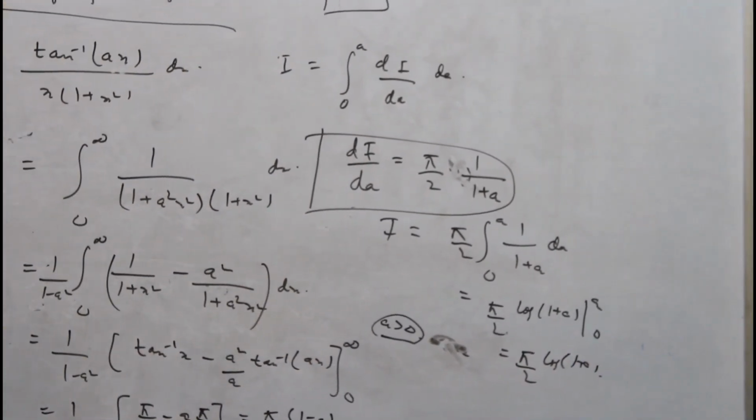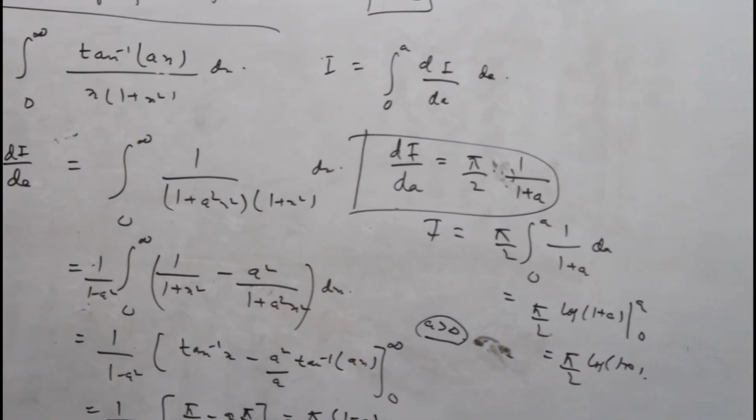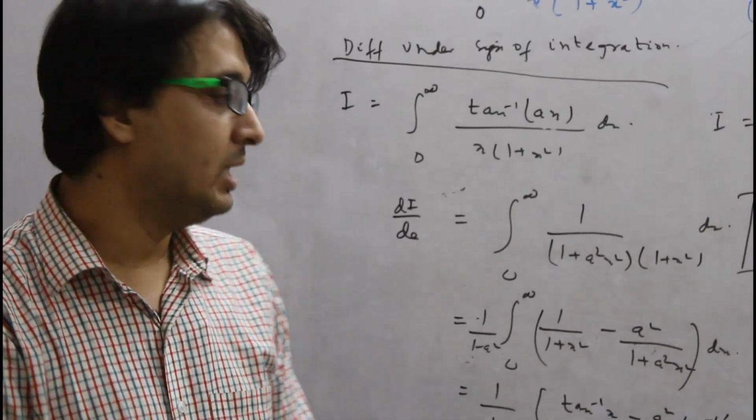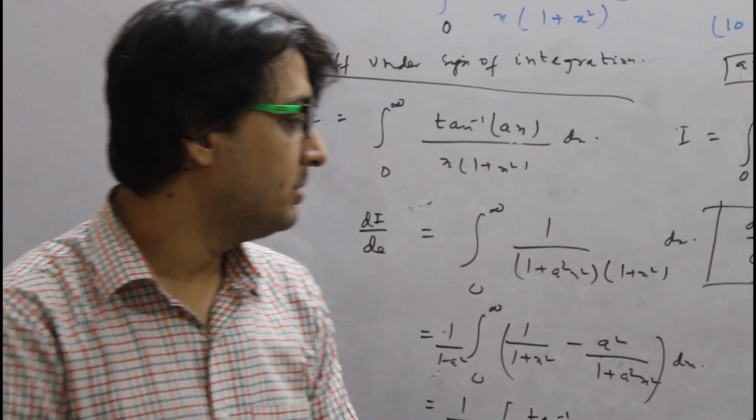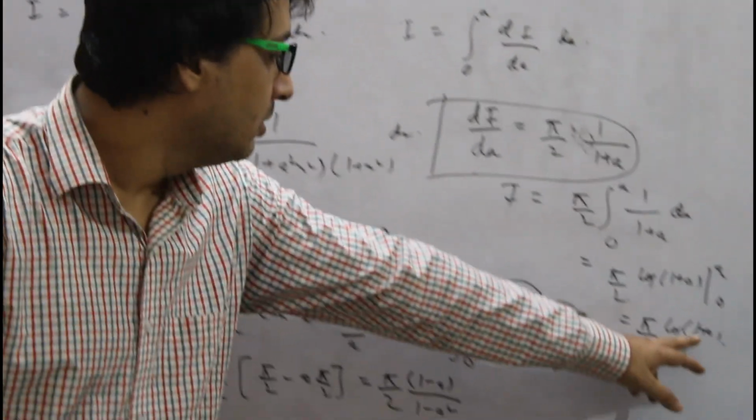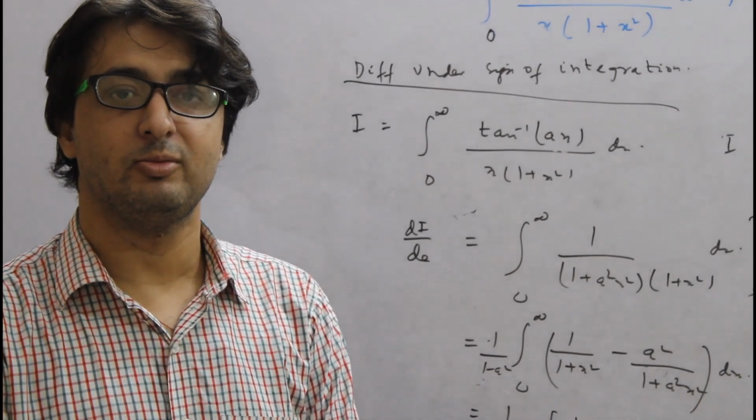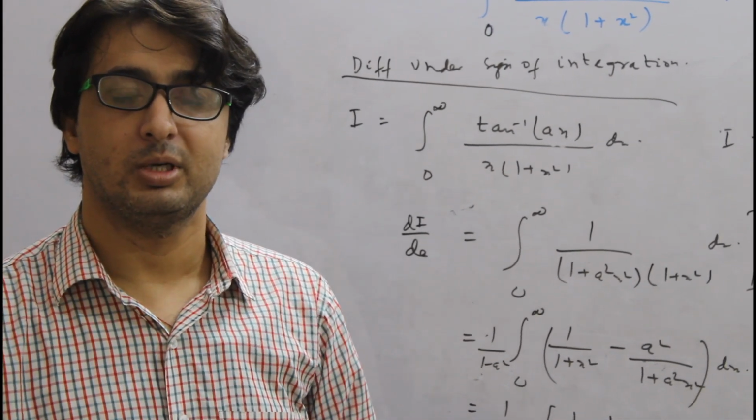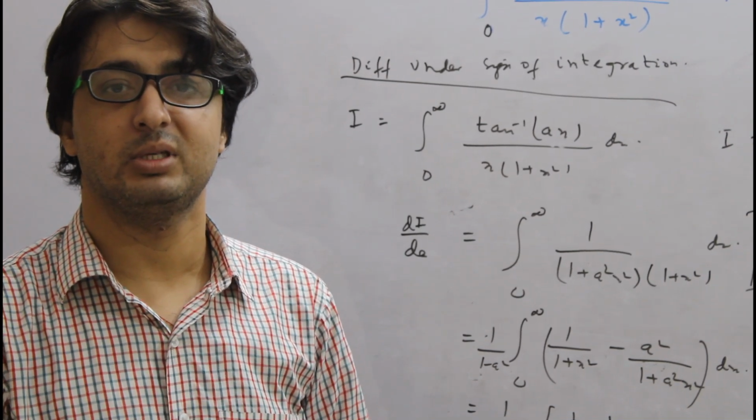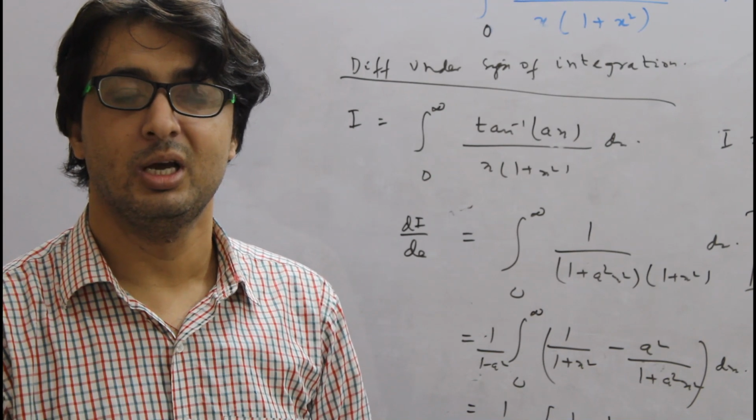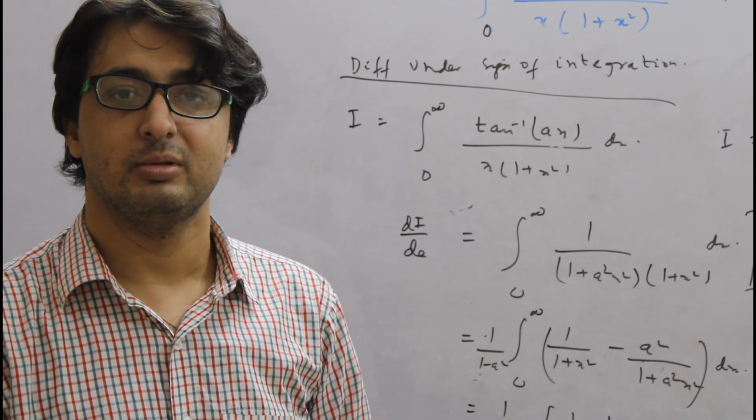So what is the moral of the story? No matter which method you take up, if you know your understanding and concept, the answers are going to come the same. That is pi by 2 log 1 plus a. Even in complex variables we got this answer. So the point I am trying to make is very simple. We have to be very careful about the methods that we take and the concepts that we have learned, and if we apply them with simplicity, without making any mistake, the answer will be the same.